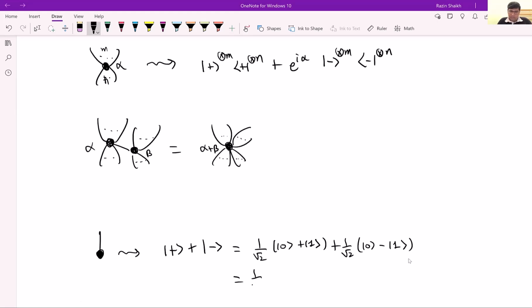And you can see that the ket 1 and ket 1 terms will get canceled out because there's a plus and minus here. So this is the same as square root 2 times ket 0. And this square root of 2 is a coefficient that we don't really care about right now, so we'll just ignore it and say this is proportional to ket 0.